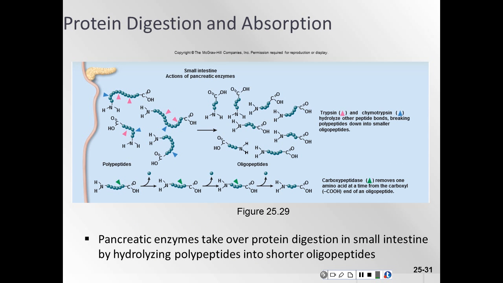So here we have an example of the proteins being broken down. Here we have our trypsin, which you see here, and then we have our chymotrypsin. And the green arrows are our carboxypeptidase. You see how they're removing that carboxyl group from the end of the polypeptides. So here's the polypeptide, and you see how it's going through hydrolysis, breaking down, and we have the carboxyl group that will eventually be removed. It just removes 1 amino acid.